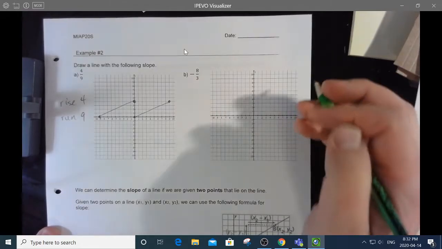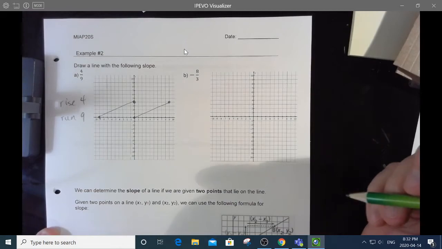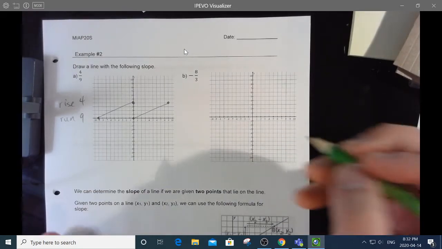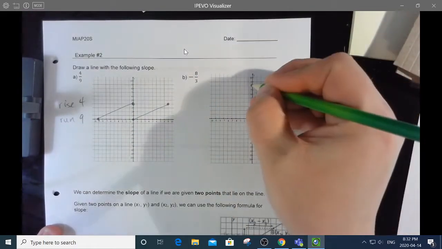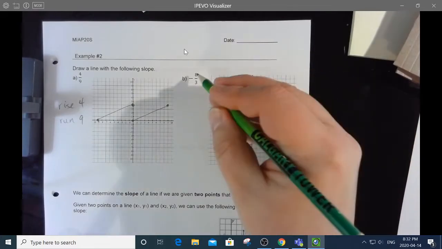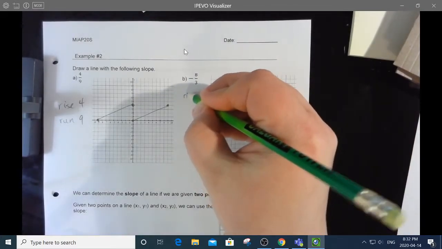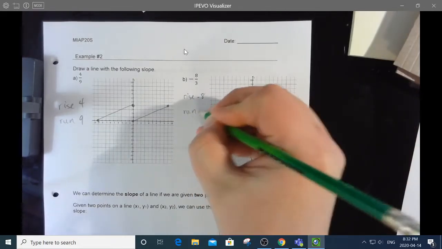Now I got to make a negative line. Since I got to rise 8, but I'm going negative, how about I start at 8? And then to go down 8, I think of this as a rise of -8, which means go down 8, and then run of +3.